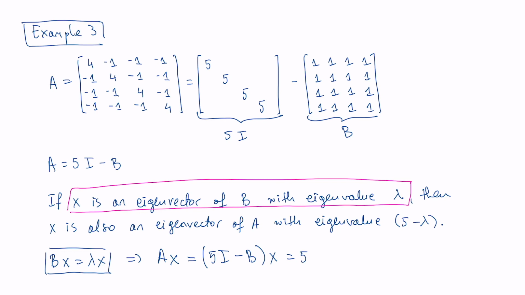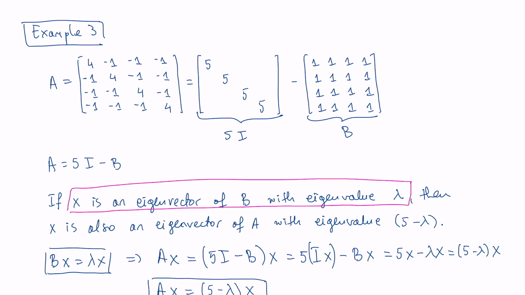I have 5Ix minus Bx. Well, I times x is just x. Identity times x doesn't do anything to x. It's just x. Whereas B times x is lambda x. So we have 5x minus lambda x. 5 is a number, lambda is a number, so I can factor x, whether on the right or on the left really is irrelevant because we're dealing with numbers. But I have 5 minus lambda times x. So in summary, A times x is 5 minus lambda times x.